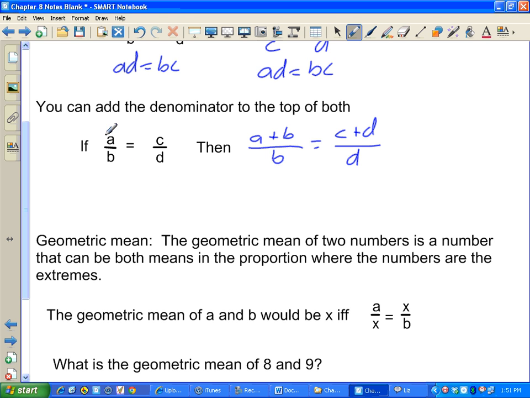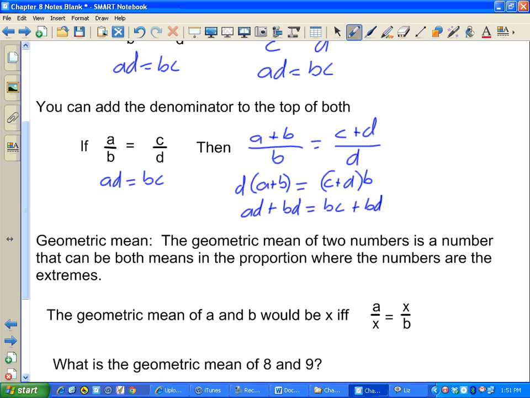We can check this also with cross multiplying. Over here I'd get AD equals BC. Over here I'm going to get A plus B times D equals C plus D times B. Now if I simplify here, I'm going to get AD plus BD equals BC plus BD. And if you notice, I've got BD in both spots. So if I subtract that away, it goes away and I still get AD equals BC. So that's why you're allowed to do that.